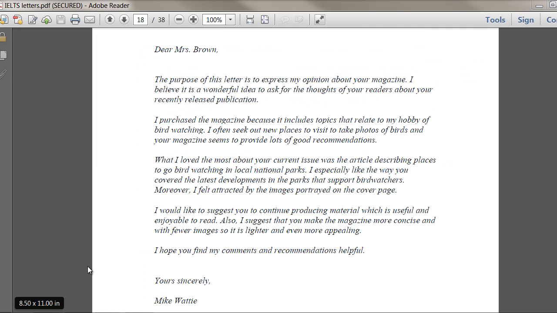So there we can see the whole letter there. Letter should be at least 150 words. It can be longer, but try not to make them too long, because, well, there's a few reasons. 1, you might not finish on time.